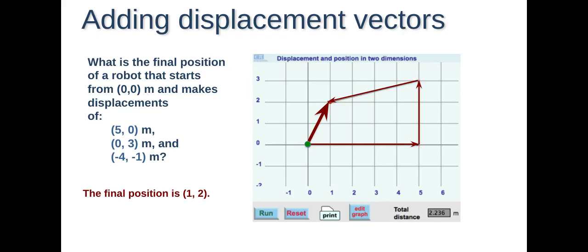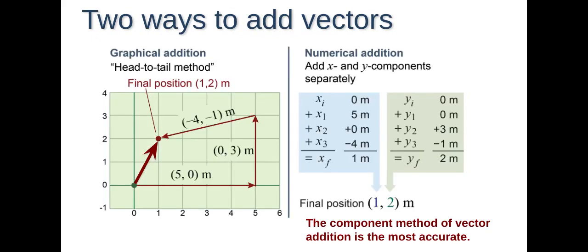So your final position is 1, 2. Now you also can add this numerically. So we showed you the graphical addition, which is called the head to tail method, or you can do the numerical addition, where you add your x and y components separately. So what you do is you take all of your displacements plus your initial position and add those numbers together.